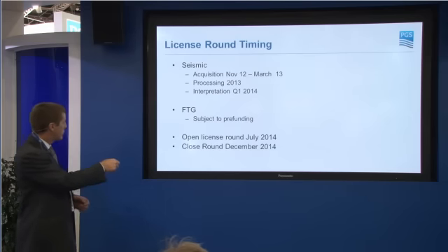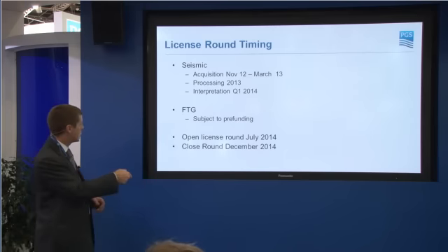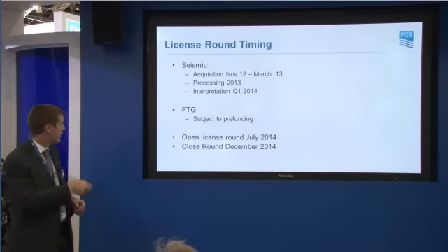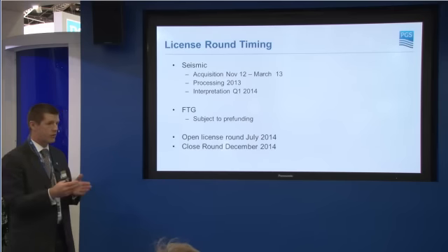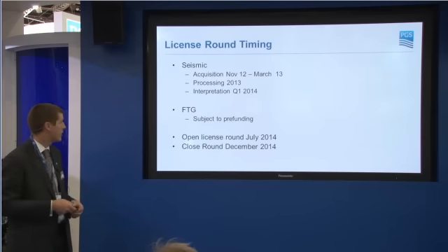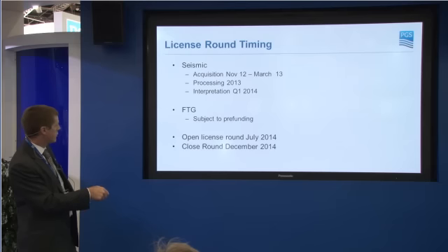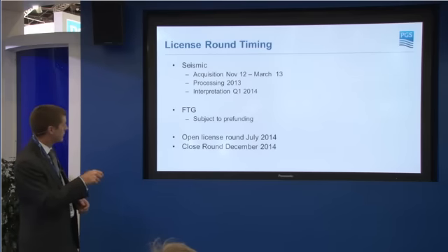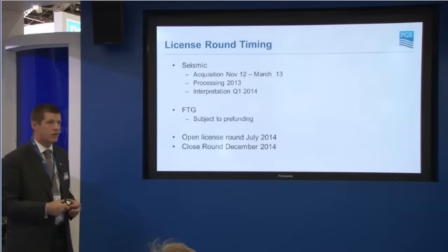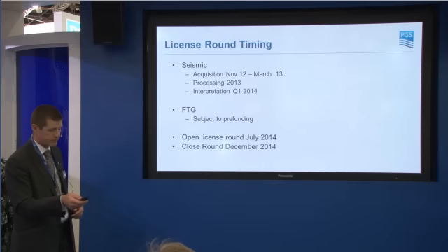We have a plan to run some full tensor gravity gradiometry in the area as well, but that is subject to getting some pre-funding for the project. This will be really useful in helping to build our velocity model and to differentiate between salt and carbonates at depth in the overthrust areas. The license round opens in mid-2014 and will close late 2014. So our data will be available effectively from the end of this year, allowing 6 months to evaluate it and prepare for this license round activity.